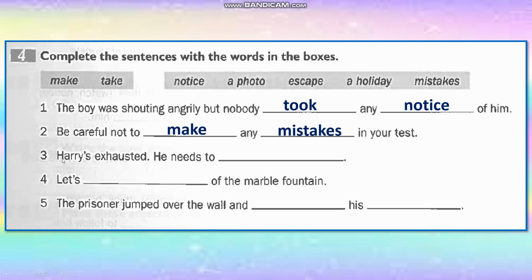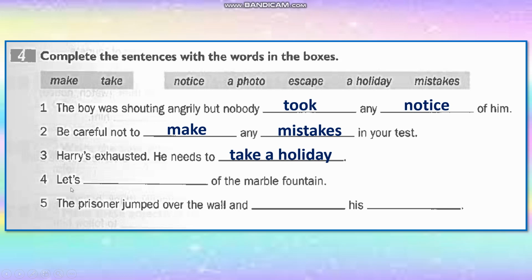Number 3. Harry is exhausted. Exhausted means that he is very tired. He needs to. Now because he is exhausted he needs a holiday. And holiday is always with the verb take. So he needs to take a holiday.